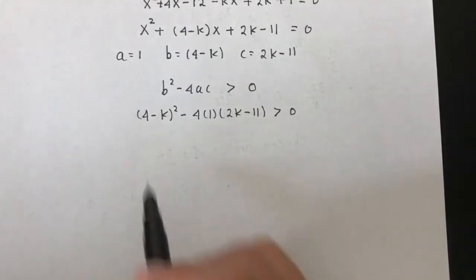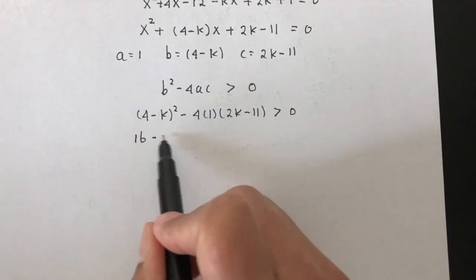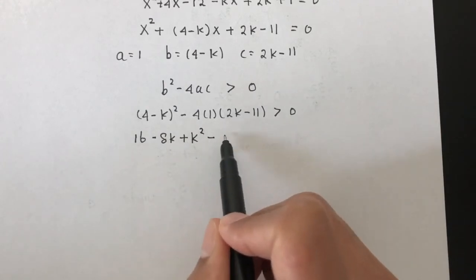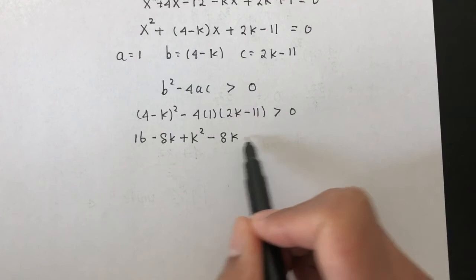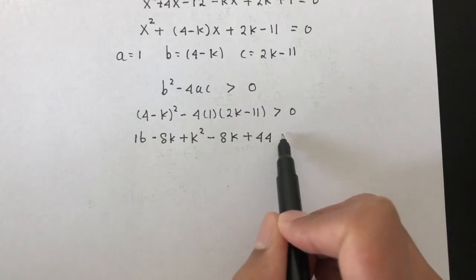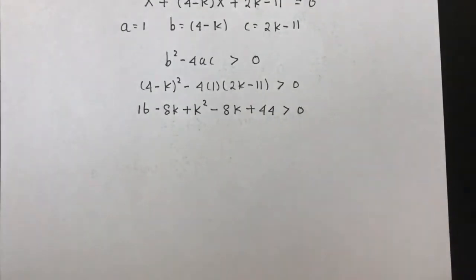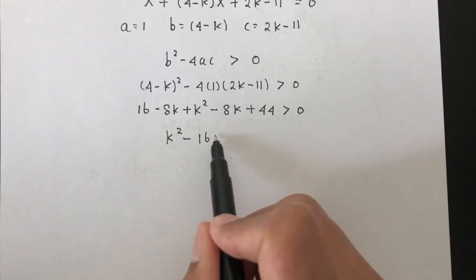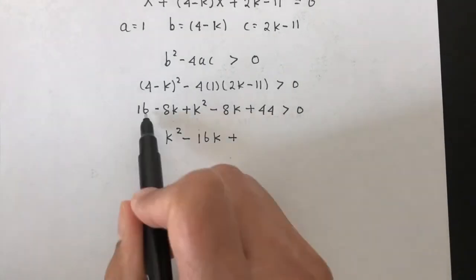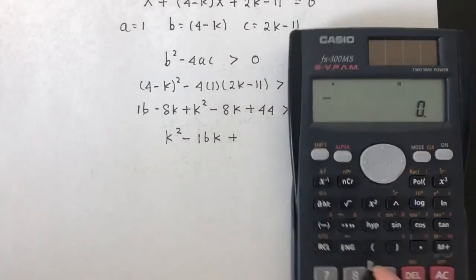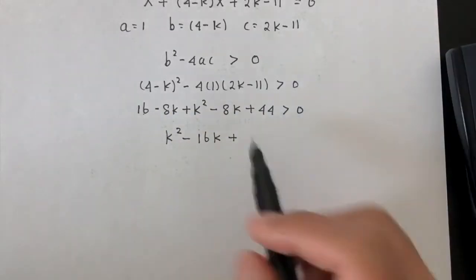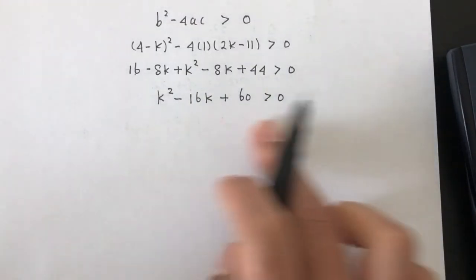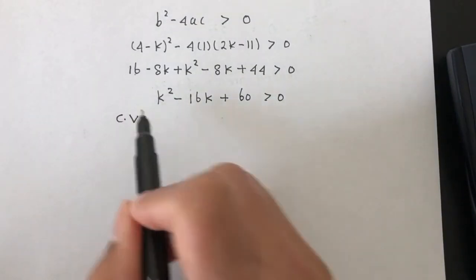Let's simplify this. That will be 16 minus 8k plus k squared minus 8k plus 44 is more than 0. Simplify again, you will have k squared minus 16k plus, this should be what? 44 plus 16. That should be 60, more than 0. So now we have to use this equation to find the critical values of k.